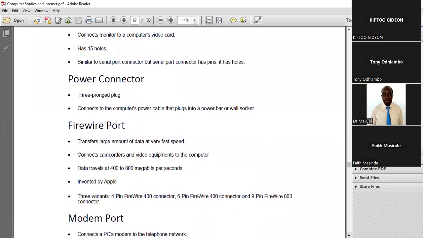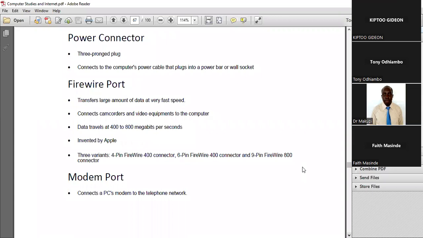The power connector comes as a 3-pronged plug, which you know, where you get a power source to your device. Even whatever you are using when you are charging your mobile phone is actually a 3-pronged plug that you connect to power. There is also the firewire port, a very, very important port.